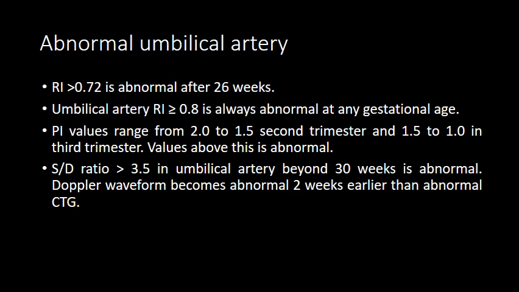Abnormal umbilical artery. RI greater than 0.72 is abnormal after 26 weeks. Umbilical artery RI greater than 0.8 is always abnormal at any gestational age. PI values range from 2.0 to 1.5 in second trimester and 1.5 to 1.0 in third trimester. Any value above this is considered to be abnormal. SD ratio more than 3.5 in umbilical artery beyond 30 weeks is abnormal. Doppler waveform becomes abnormal 2 weeks earlier than abnormal CTG.